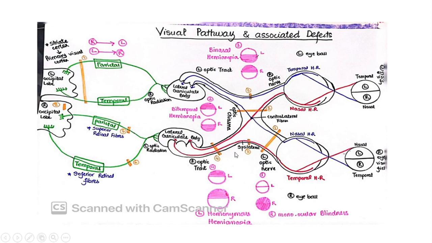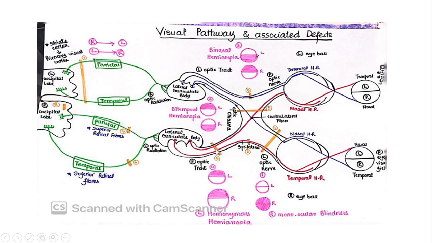Now we are going to the fourth lesion. Here is the fourth lesion. This is the right optic tract and here is the lesion. I have drawn again the visual fields, left visual field and right visual field. There is damage, a cut in the right optic tract. What is it going to cause?